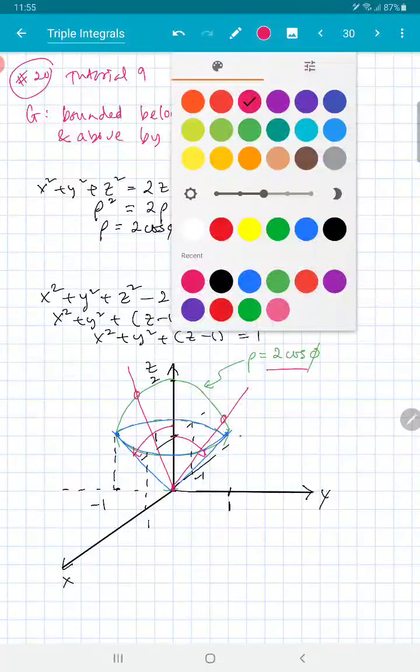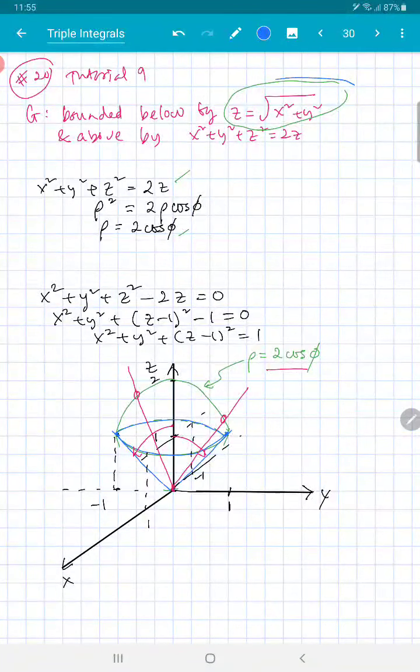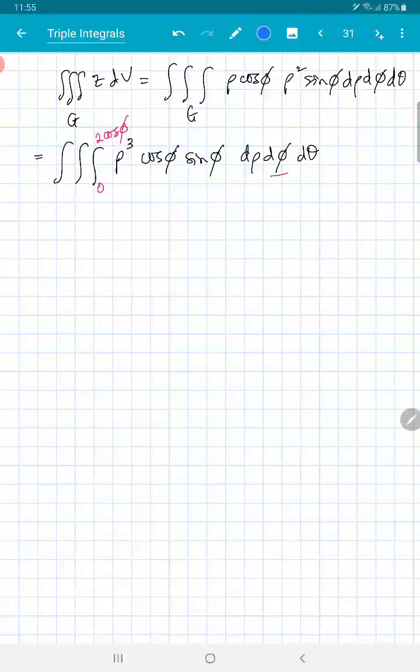The blue cone is represented by this, but remember from before, from the first example, that is phi equals pi over 4, because the angle is 45 degrees, or pi over 4. So phi is going to be from 0 to pi over 4.